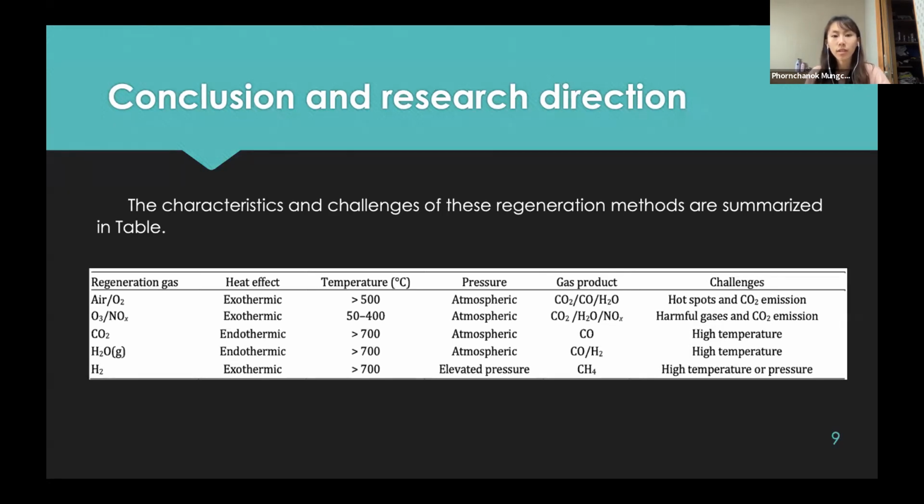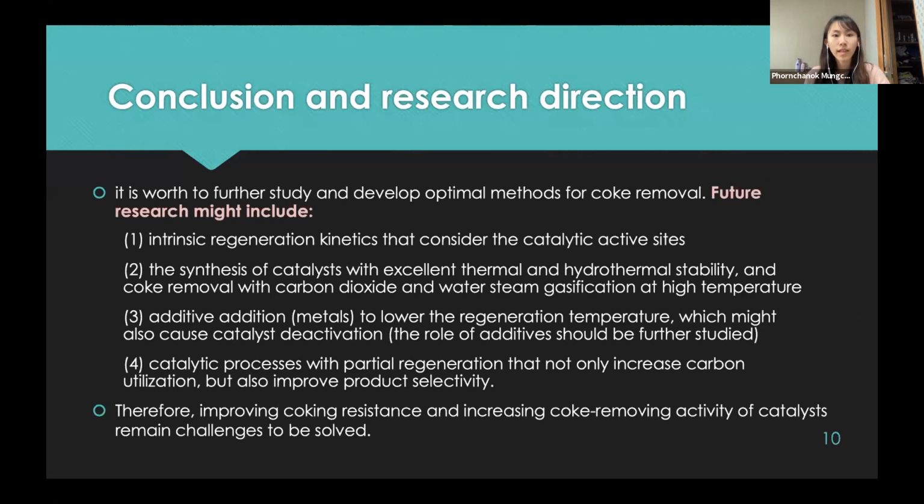Coke gasification with carbon dioxide or steam can transform the low-value coke into value-added syngas and simultaneously reduce the carbon dioxide emissions. However, coke gasification is a highly endothermic reaction which needs high temperature that may destroy the catalyst structure. Coke can also be removed with hydrogen at high temperature or pressure. It is worth further study and development of an optimal method for coke removal.